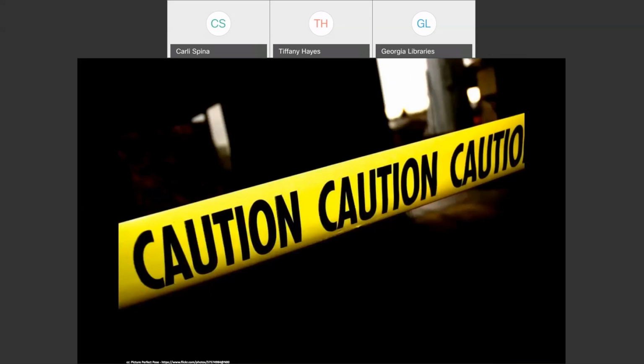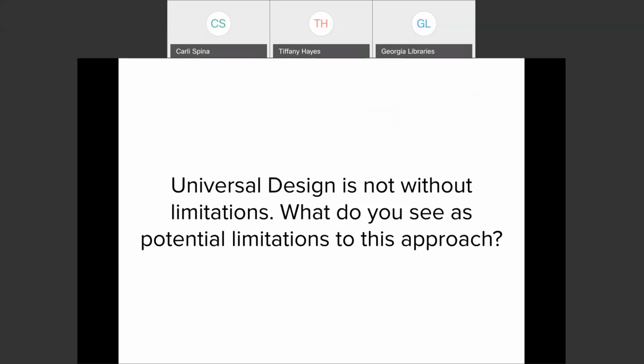But now I want to get back to what I was saying about how there are some limitations that people have pointed out for universal design. And I don't want to paint the picture that just saying, okay, we're going to universally design this is enough to ensure that it's going to be a complete success. There are things that you need to think about, limitations. So think to yourself for a moment about what you see as the potential limitations to this approach. And if you want, you can even share some of your ideas in the chat so that others can see them.